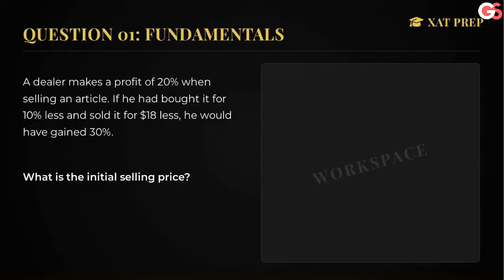So, first is dealer makes a profit of 20% when selling an article. The moment you read it, just need to write clearly S is equal to 1.2C. Okay, S represents selling price, C represents cost price. If he had bought it for 10% less, that means 0.9C, and sold for $18 less, that is S minus 18, he would have gained 30%. That's all. Is that cool?